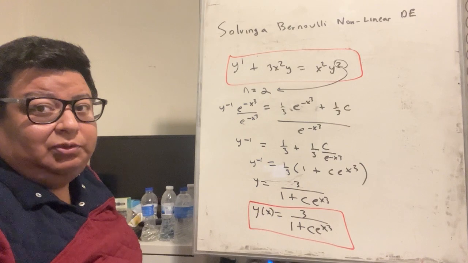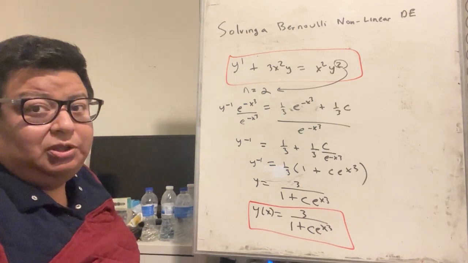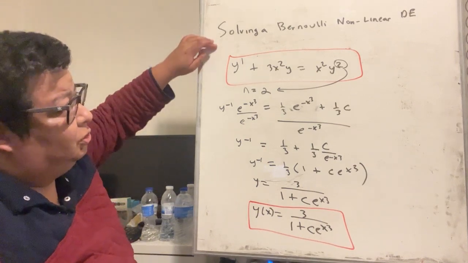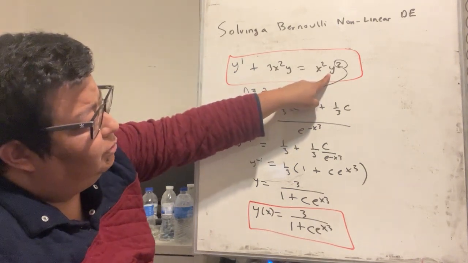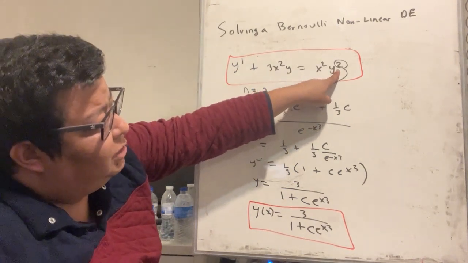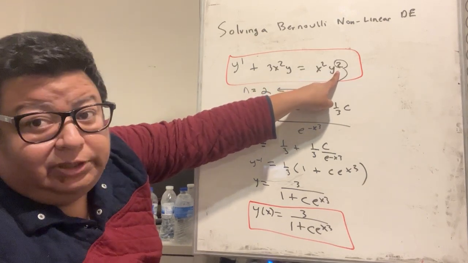So notice we were able to use concepts that we already know to solve something that looks nonlinear, where the exponent of y is greater than 1.